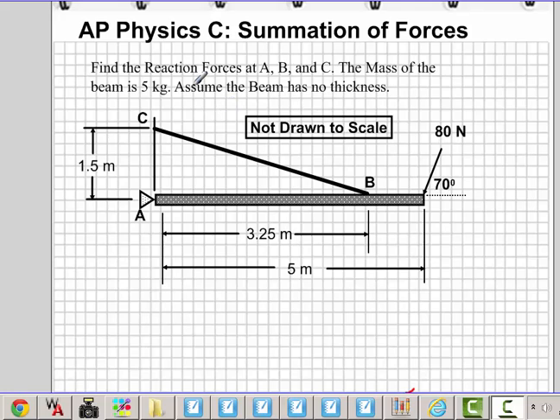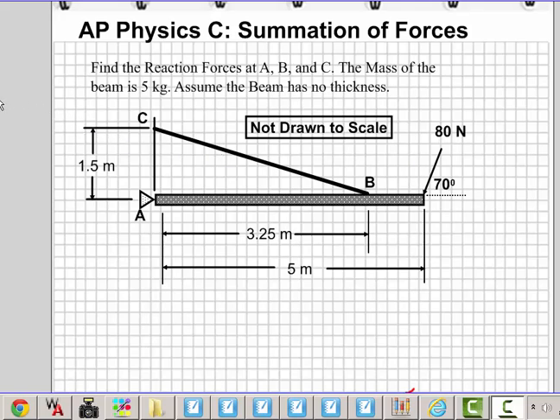In this beam, it has a mass of 5 kilograms, so it's going to have a load coming down of 49 newtons, which is 5 times 9.8. At the end, it also has an 80 Newton force being applied at an angle of 70 degrees coming off the horizontal.